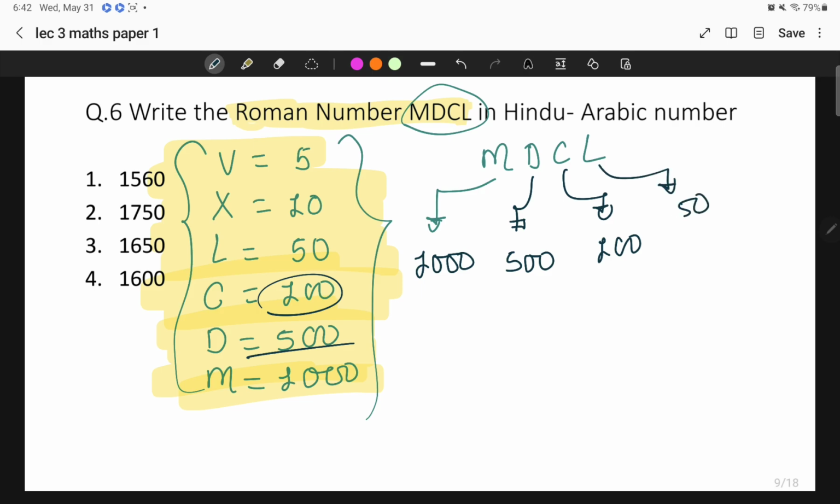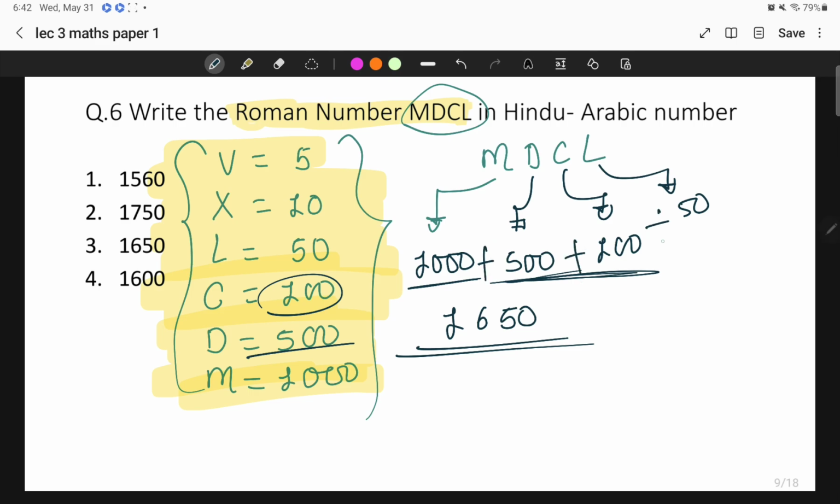So MDCL, if we take this number together, is going to be 1650. Got it? That is 1000 plus 500 plus 100, which gives us 1600, plus 50, which gives us 1650. Simply add it and we'll get 1650 as our answer. So option C is the correct answer for the given question.